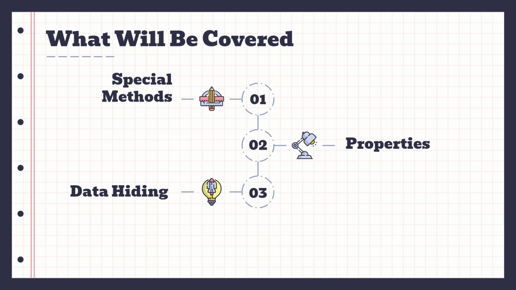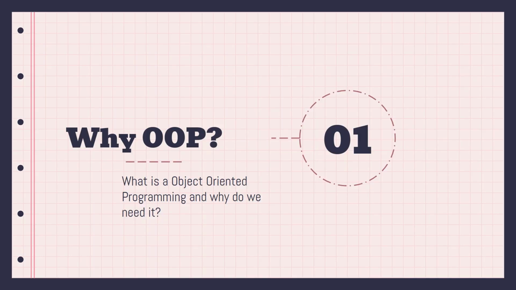So let's take a look at what is OOP. OOP is just short for object-oriented programming. The abbreviation of object-oriented programming is just OOP. So what's OOP and why do we need it? In programming, the main concept of OOP is being able to represent real-world objects using code.